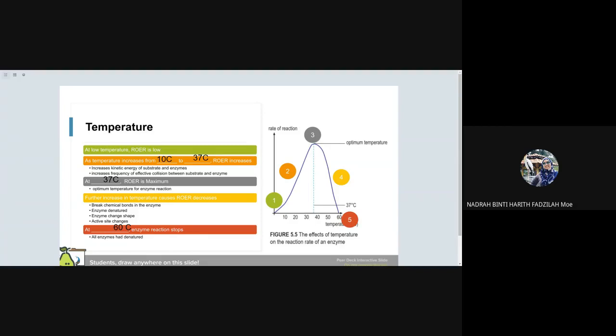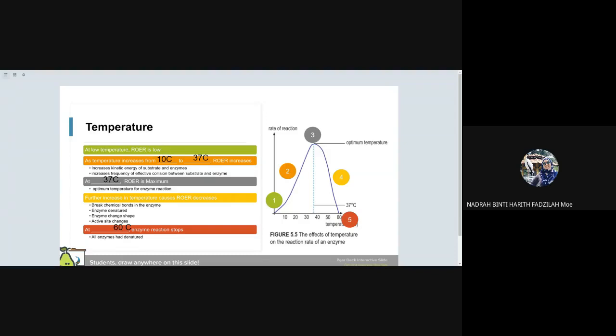rate of enzyme reaction decreases. Kita tambah lagi heat energy, kita tambah lagi kinetic energy of enzyme and substrate, mereka berlanggar dengan lebih kerap. Tetapi kenapa rate of enzyme reaction decreases? Because the enzyme has denatured.